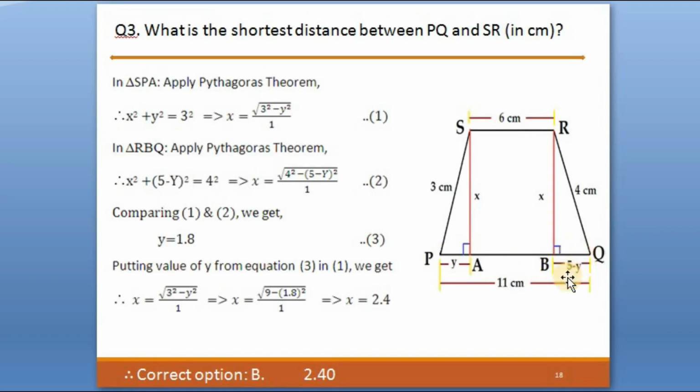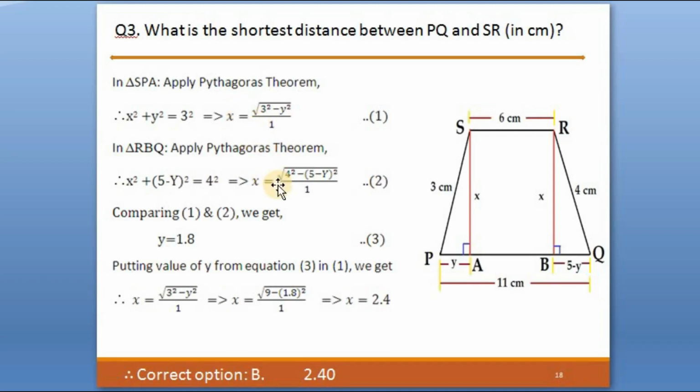Now this is the trick. So we must know how to solve such type of questions, right? So 5 minus y is basically BQ. So x square plus 5 minus y whole square is equal to 4 square. So again we will get the relation of x as square root of 4 square minus 5 minus y whole square. So this is our second equation. So again, these are two equations which are representing the value of x.